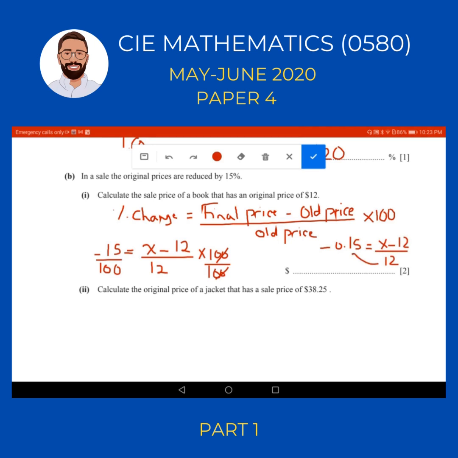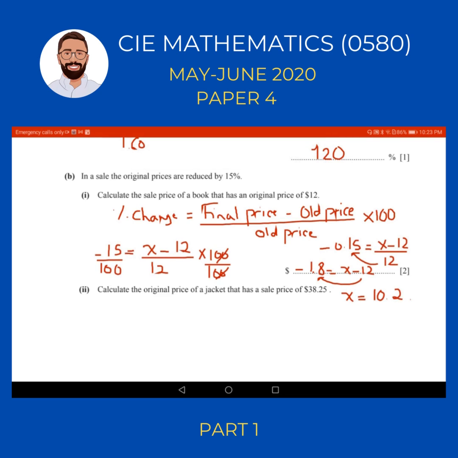Now let's multiply. So 12 times negative 0.15 is equal to, let's calculate that, negative 1.8. So negative 1.8 is equal to x minus 12. So I'm going to shift negative 12 to the left. So x is equal to 12 minus 1.8, and the answer is $10.2.